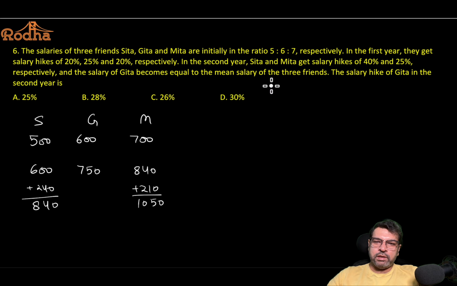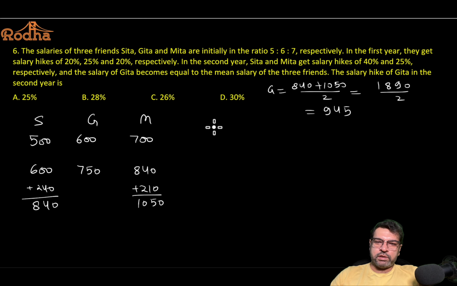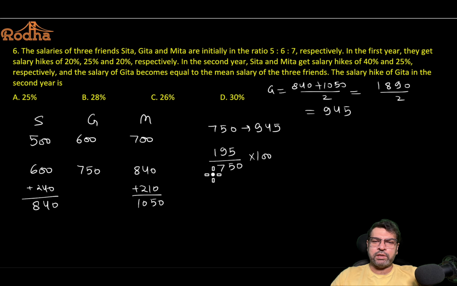So Geeta ki salary simply ho jayegi 840 plus 1050 upon 2. That is 1890 divided by 2 or 945. Increase puch raha hai kitna hua hai? 750. 945 ho gaya. Increase of 200 minus 5, 195 ka increase over 750 into 100. Use calculator or simple logic, ye aapko answer de hi dega. Theek hai? To I think 26% aata hai answer. That's your answer, approximately.